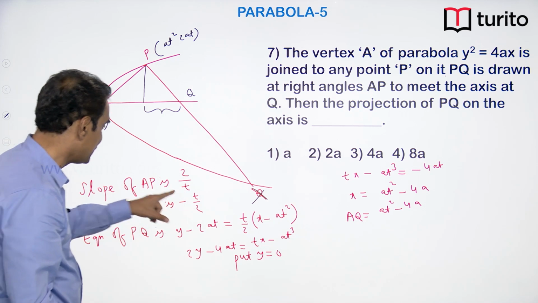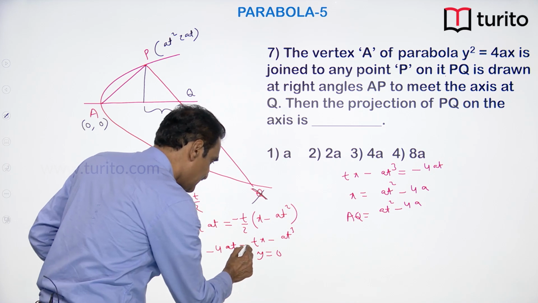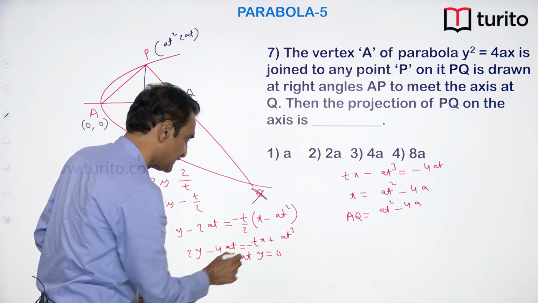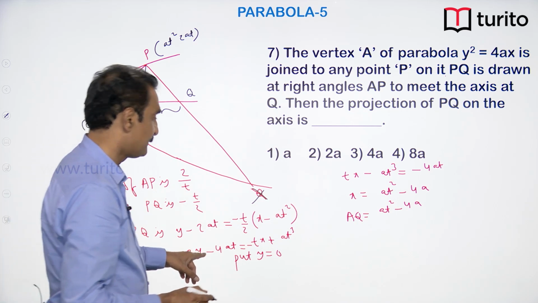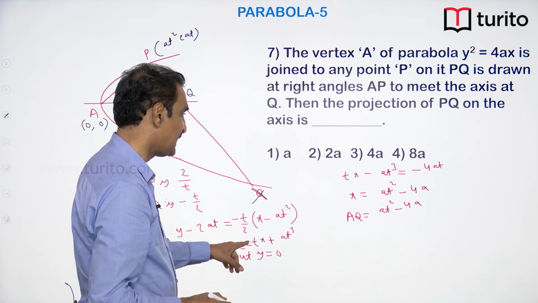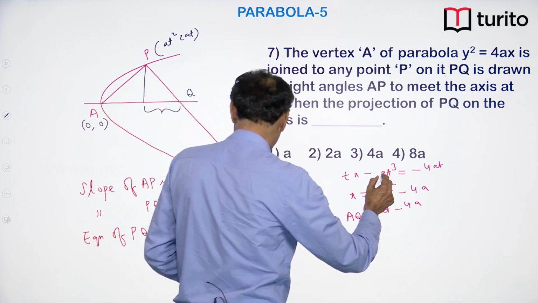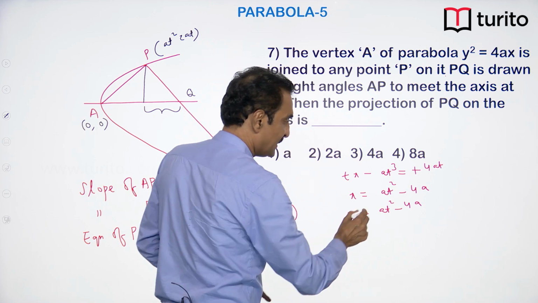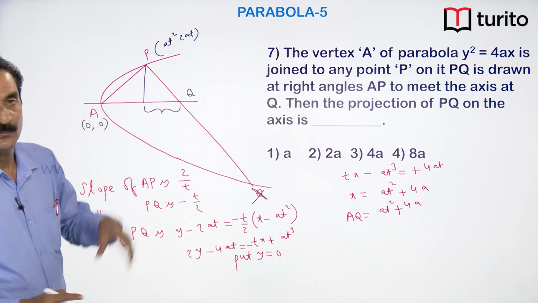Slope of PQ is minus T by 2 now. So, this is minus, so this is minus, this is plus. So, then putting y is equal to 0, you will get Tx minus AT cube is equal to plus 4AT. Okay. So, that is what AQ.